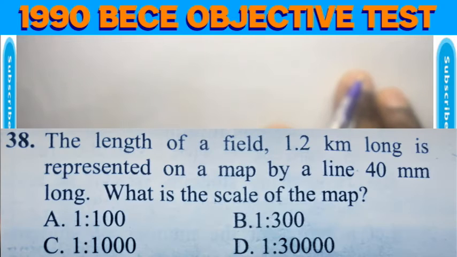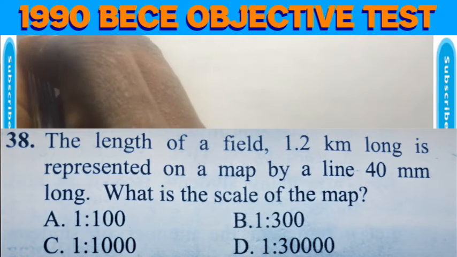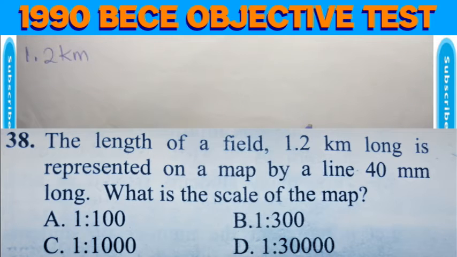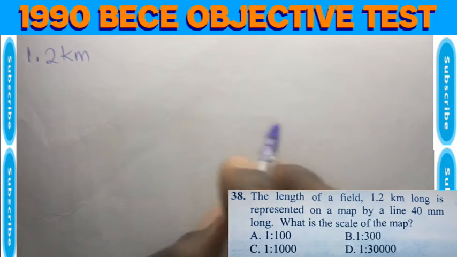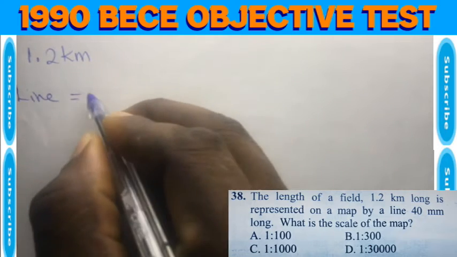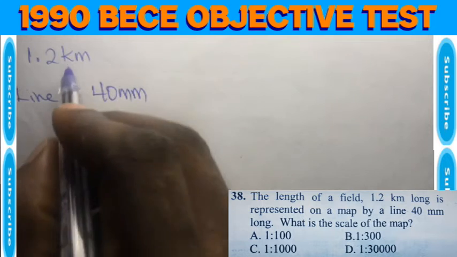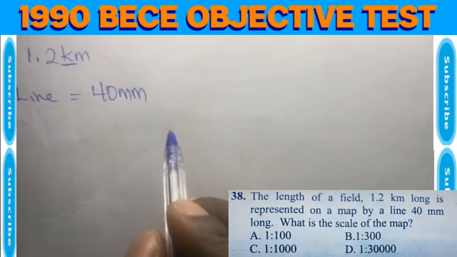All right, so with question 38, this is what we have. The length of a field, 1.2 kilometers long, is represented on a map by a line 40 millimeters long. What is the scale of the map? So let's see. To find the scale of the map, the line is equal to 40 millimeters long, and the length of the field is 1.2 kilometers long.